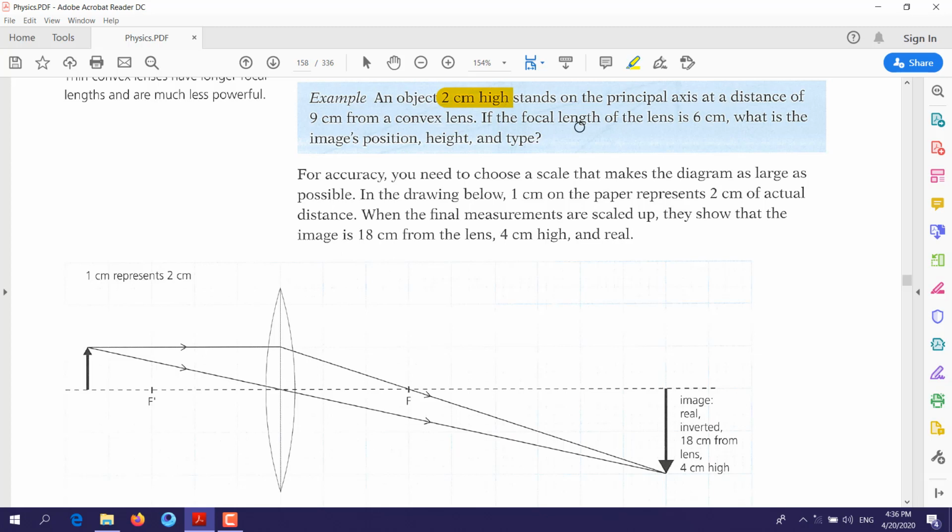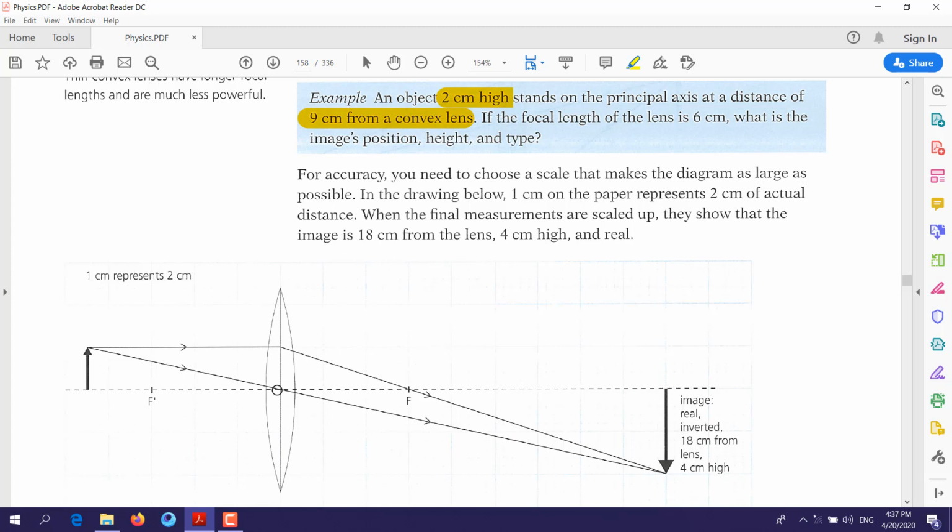Principal axis at a distance of 9 centimeter from a convex lens. Now we have the object. The features of this object are what? It is 2 centimeter high and 9 centimeter from a convex lens. So what does that mean? It means this is the lens.